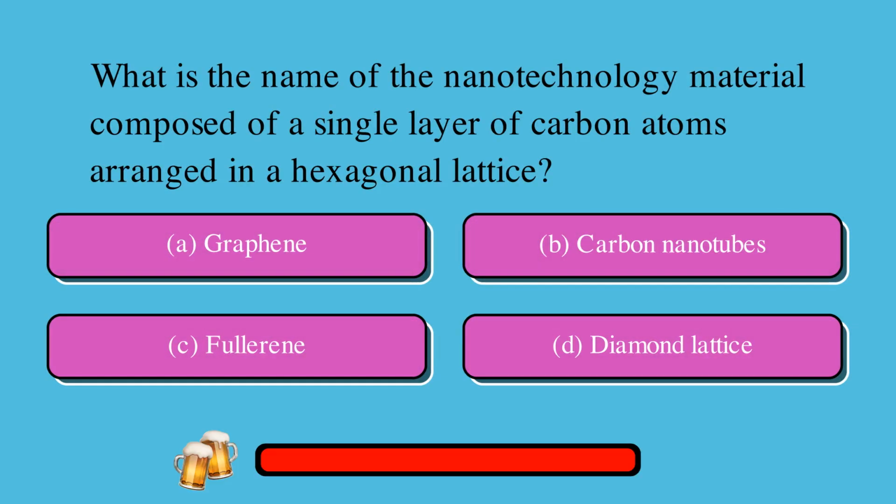What is the name of the nanotechnology material composed of a single layer of carbon atoms arranged in a hexagonal lattice? A, graphene, or B, carbon nanotubes, or C, fullerene, or D, diamond lattice? The correct answer is A, graphene.